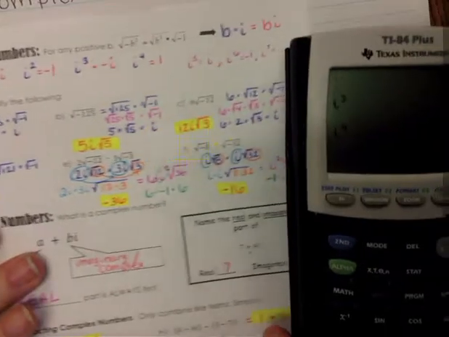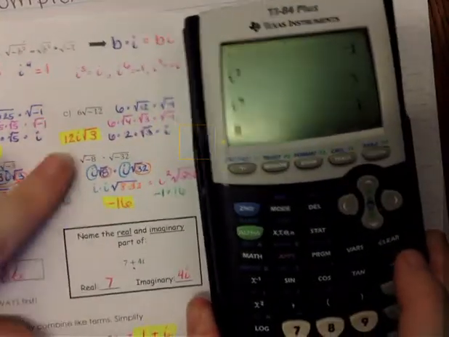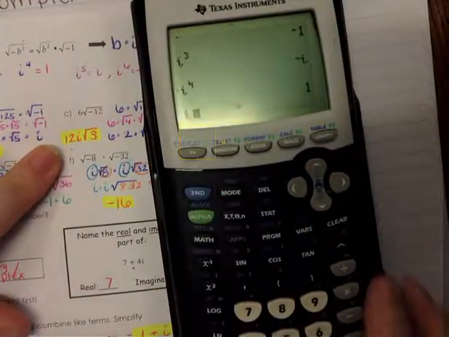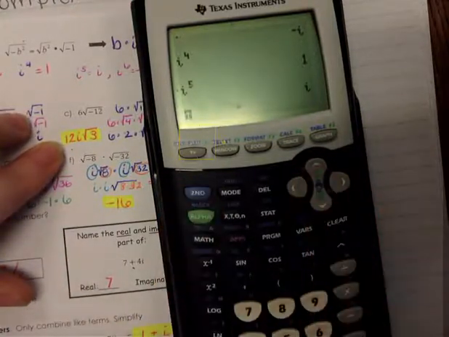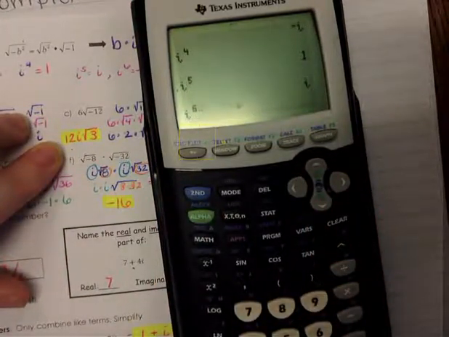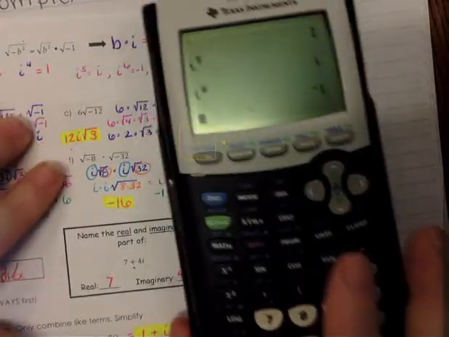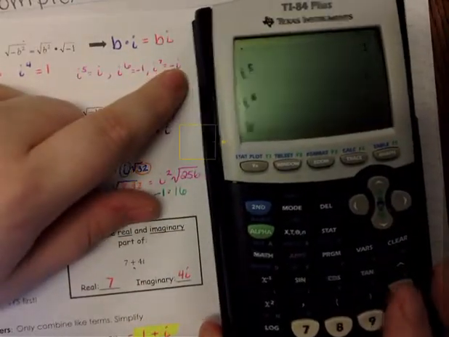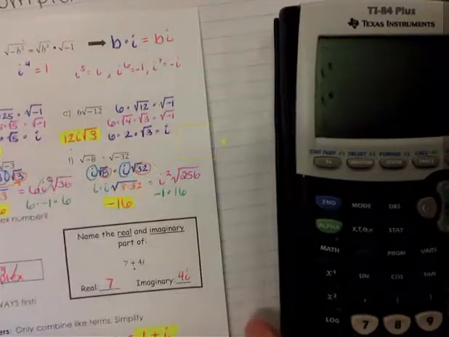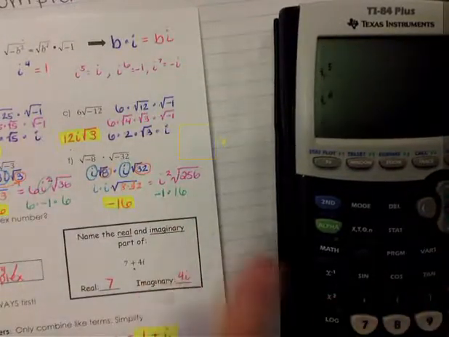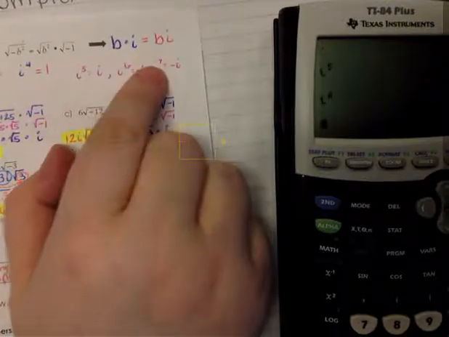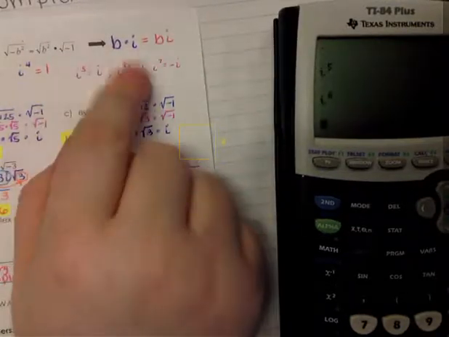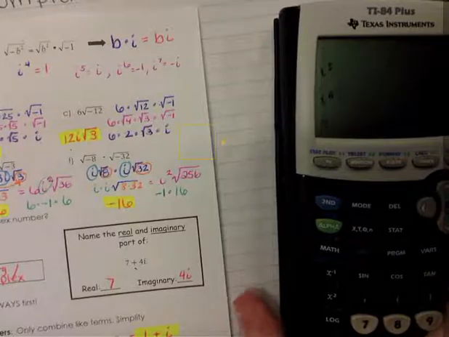I also mentioned that they start repeating. So if I do i to the fifth power, I should just get i again. Then i to the sixth power, I should get negative 1. Then i to the seventh would be negative i. Then i to the eighth would be 1 again. So every fourth time it starts repeating. This would be the same thing as i to the first, i to the second, i to the third, i to the fourth, and you would just keep going.